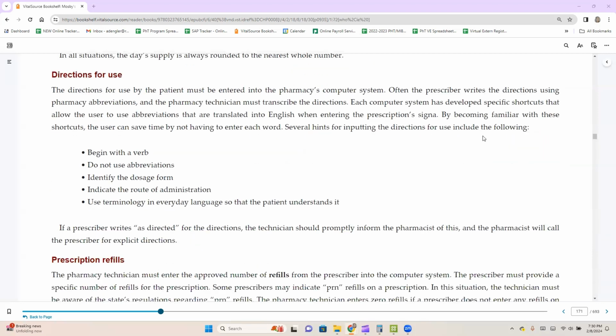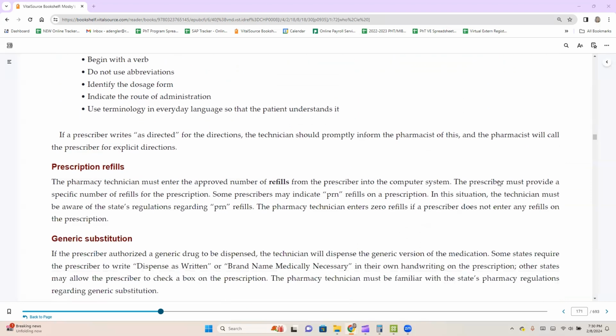Several hints for inputting the directions for use include the following. Begin with a verb, do not use abbreviations, identify the dosage form, indicate the route of administration, and use terminology in everyday language so that the patient understands it. If a prescriber writes "as directed" for the directions, the technician should promptly inform the pharmacist of this, and the pharmacist will call the prescriber for explicit directions.